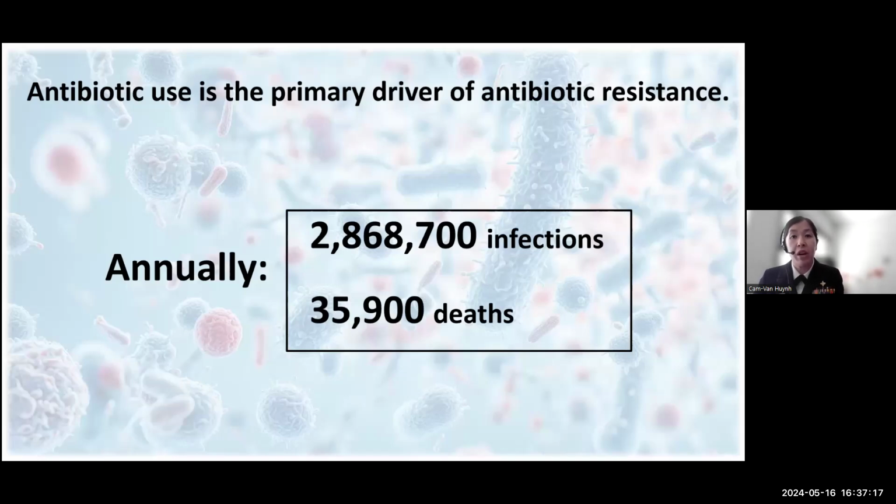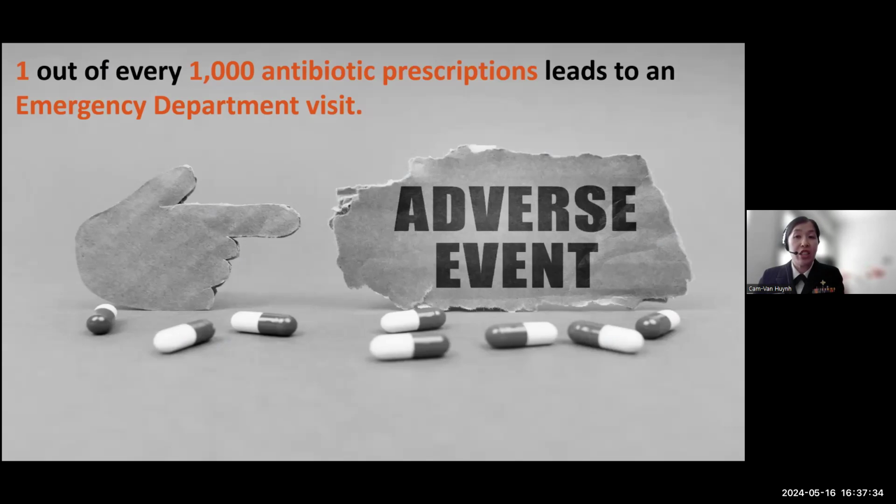Antibiotic use is the primary driver of antibiotic resistance. CDC's most recent antibiotic resistance threats report estimates that annually more than 2.8 million infections and close to 36,000 deaths occur due to antibiotic resistant infections in the US. In addition, antibiotic use can lead to adverse events and other complications. 1 out of every 1,000 antibiotic prescriptions leads to an emergency department visit, and this causes more than 200,000 ED visits annually in the US.